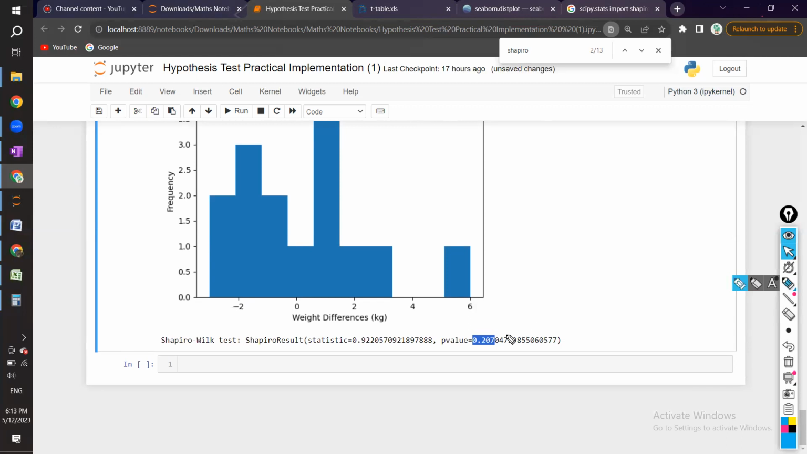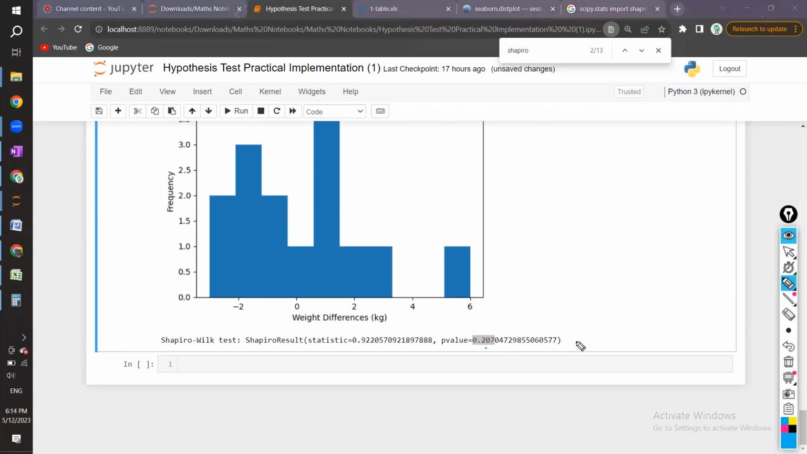It is greater than alpha. Agree? So, sorry, not 0.02, 0.2. The p-value of 0.2 is greater than alpha of 0.05. In this case, accept or reject? Accept. Yes, so in this case we need to accept the null hypothesis.